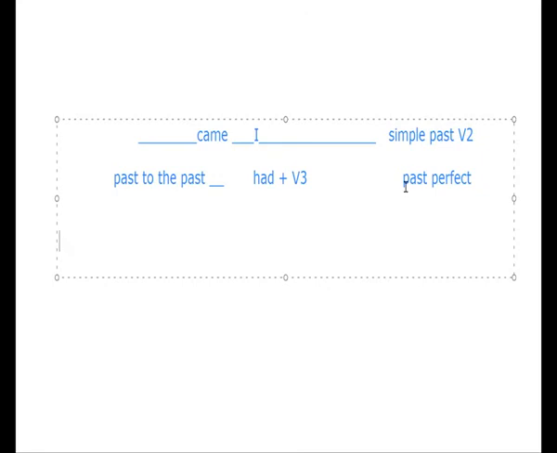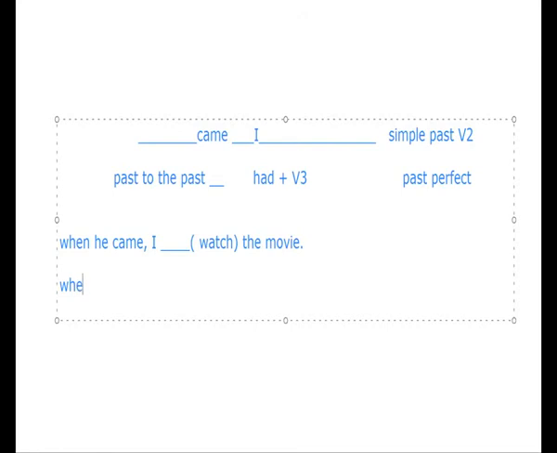Check this one. When he came, I'm giving the same sentence: watch the movie. Okay. Now look at this sentence. When he came, I was watching the movie for 2 hours. See the difference between these two sentences.